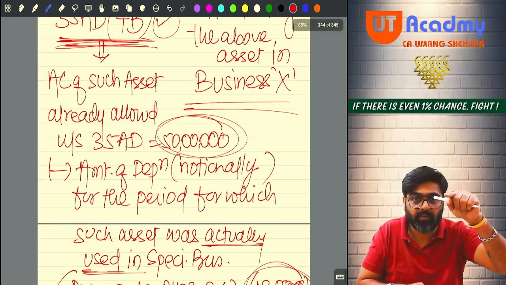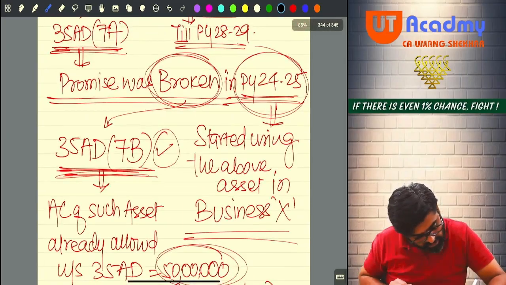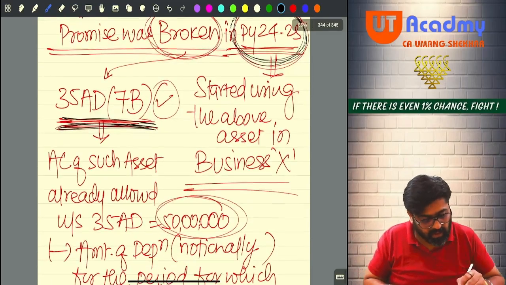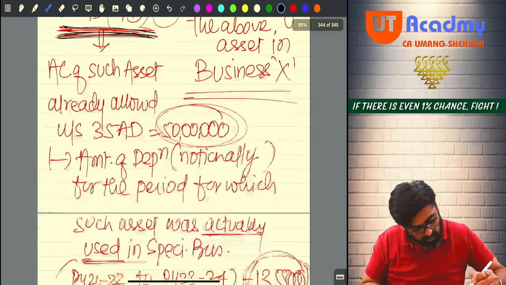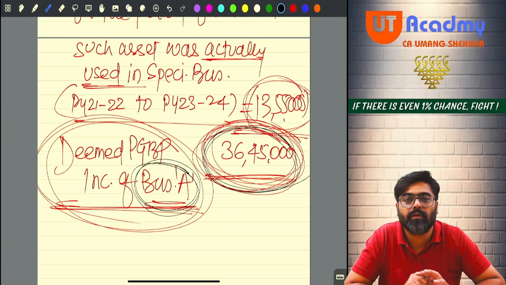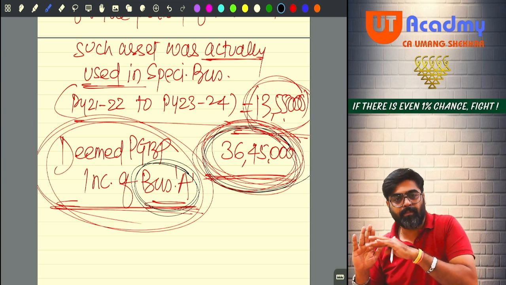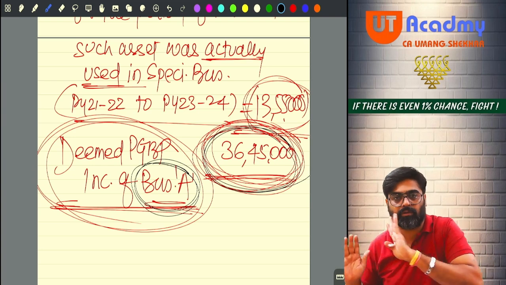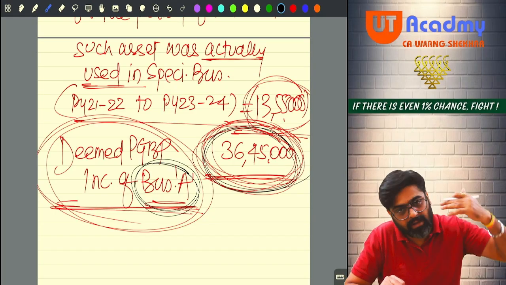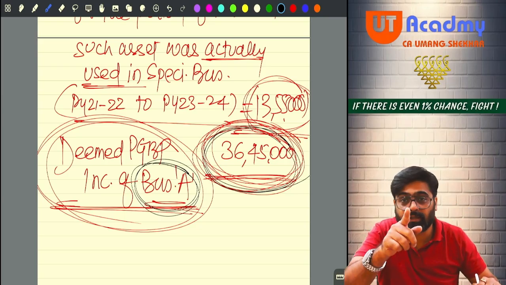In 24-25, in the year 24-25, section 35AD subsection 7B is getting applicable. So in the year 24-25, for your business A, this amount will be taxable, no friends? So business A, 24-25, how much taxable amount, deemed PGBP, now? 36,45,000. Sure. Now in 24-25, where is this asset? It has left you, gone outside, or it is still with you? It is still with you.